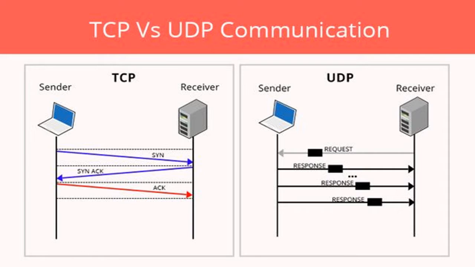Therefore, UDP is unreliable, because if any packet gets lost in transit, then UDP does not care about the lost packet. But TCP takes care of all packets. If any packet gets lost in transit, then TCP retransmits the same packet before sending any other packets across the network. That is why TCP is more reliable than UDP.